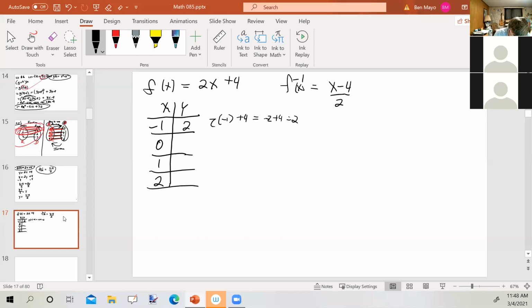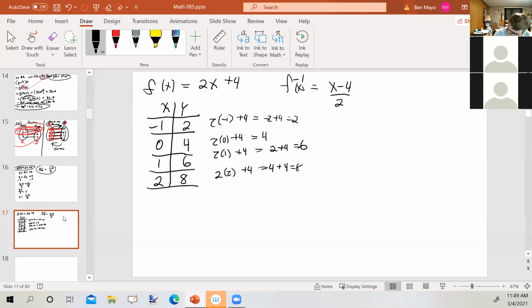If x is 0, f of 0 would be 2 times 0 plus 4, which is 4. If x is 1, f of 1 would be 2 times 1 plus 4, which is 2 plus 4, which is 6. If x is 2, f of 2 would be 2 times 2 plus 4, which is 4 plus 4, which is 8. Okay, so there are 4 ordered pairs that are solutions to f of x. Any question about those?